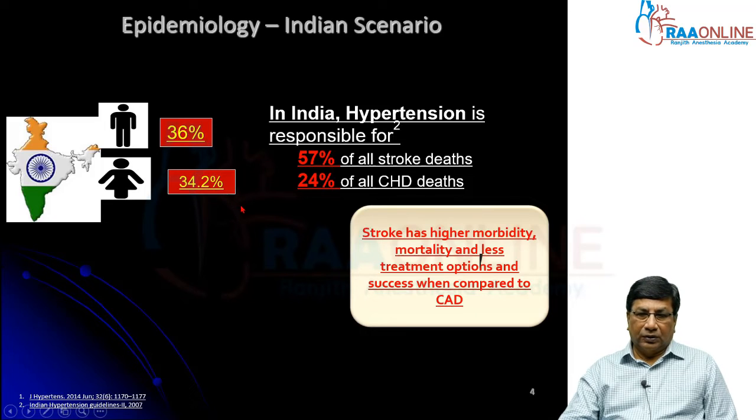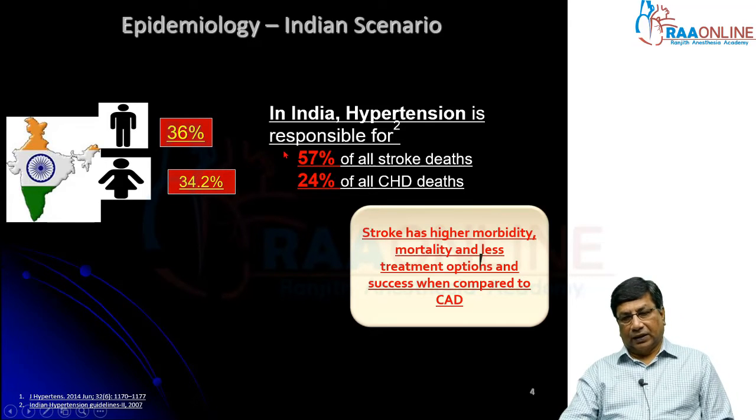So, as I told you, the hypertension prevalence is almost 1/3, 33 to 35%. And what is very important to realize is the complications of hypertension. In India, the stroke deaths are more than coronary heart disease due to hypertension. So, that's very bad news, because when compared to coronary heart disease, stroke has higher morbidity, mortality, fewer treatment options, and less success.